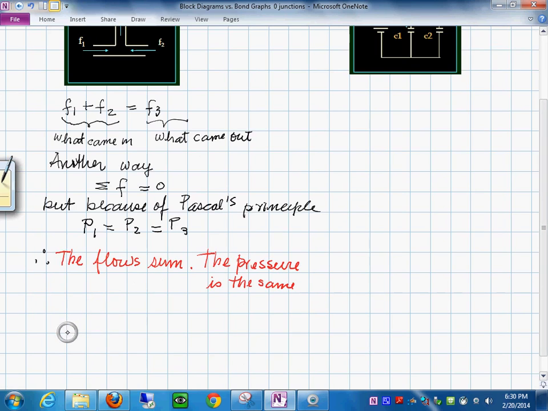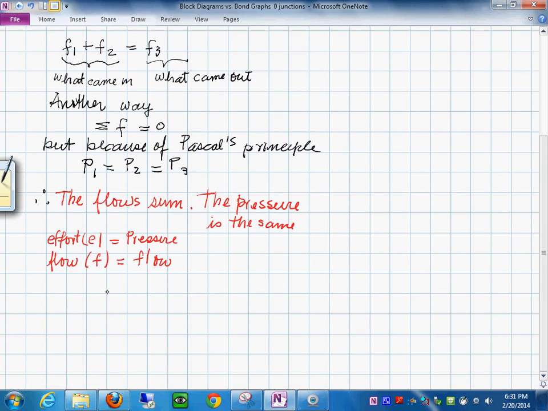we can say that in the block diagram form, we're going to adopt a convention for every flow and every effort. We say effort E is equal to the pressure, and flow variable F is equal to the flow here. Okay, so what I would like to do is this.